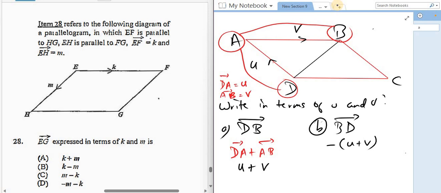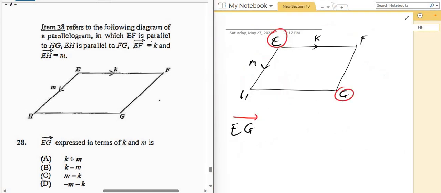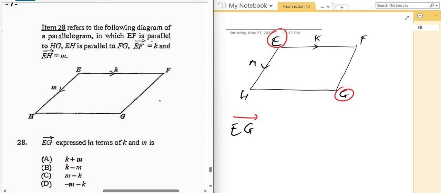Clear? Let me see if I can. EF. Let's go over this again. E to F, right? E to this F here. And H to G. They are parallel. So I can put this arrow on them, right? And also, they're parallel and they have the same vector. They're the same vector in other words.